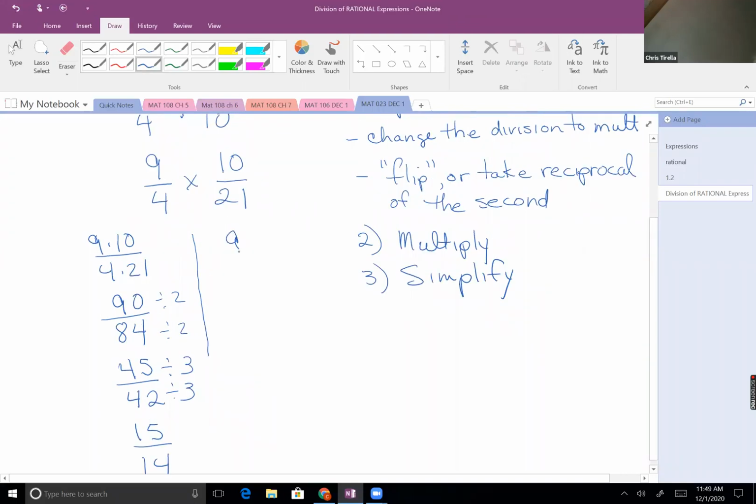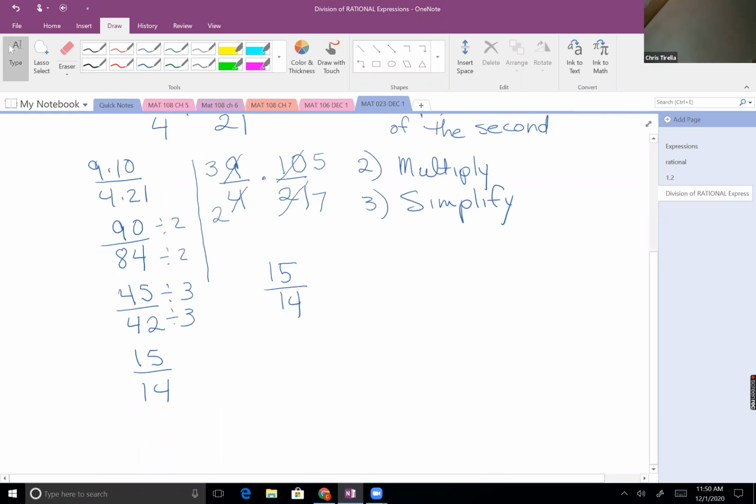Or, I know a lot of students aren't as comfortable with this method as I am, but I grew up in pre-calculator days. And so in pre-calculator days, we always tried to keep the numbers small. And so when I look diagonally, 9 has a factor of 3. I can divide it out and get 3. 21 has a factor of 3. I can divide it out and get 7. I can divide 4 by 2 and get 2. I can divide 10 by 2 and get 5. And that leaves me with the 15/14.